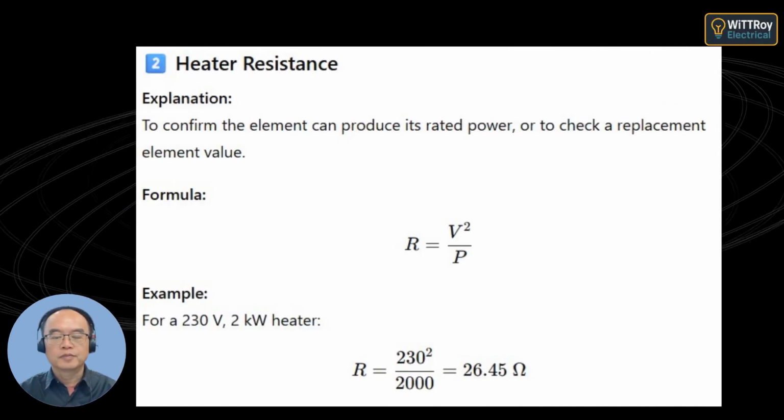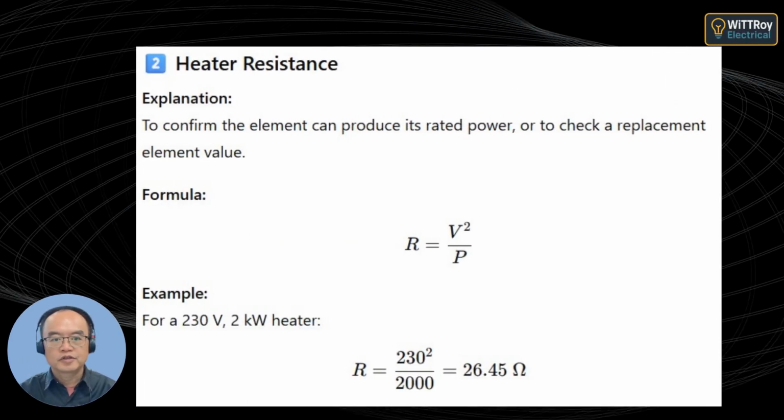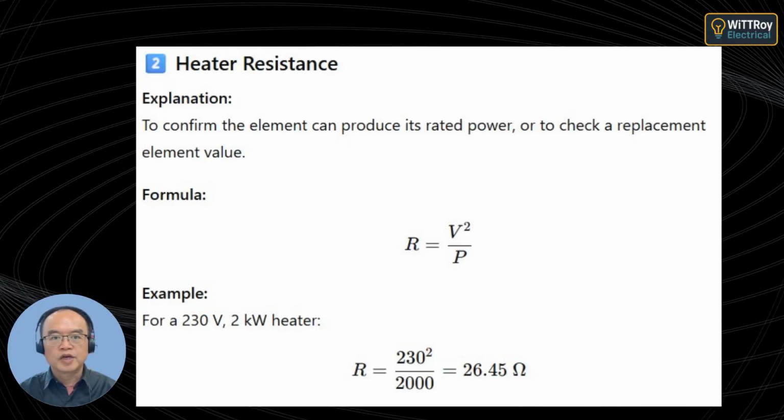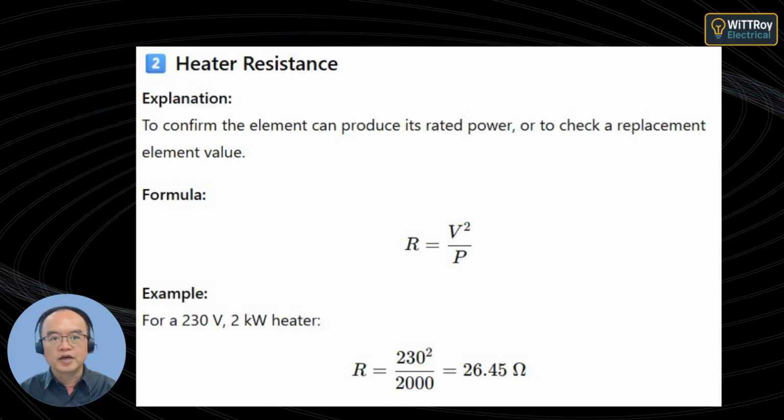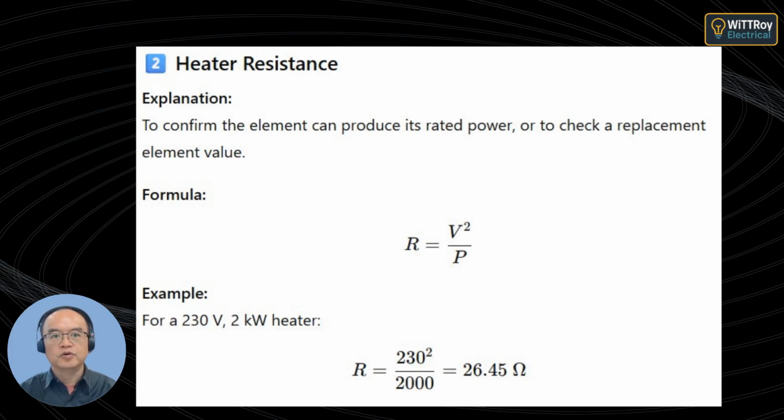Sometimes we know the voltage and power, but we need to find the resistance of the heater element. We use R equals V squared divided by P. For example, a 230 volt 2 kilowatt heater has a resistance of 26.45 ohms. This value helps check if the element is within normal working range.